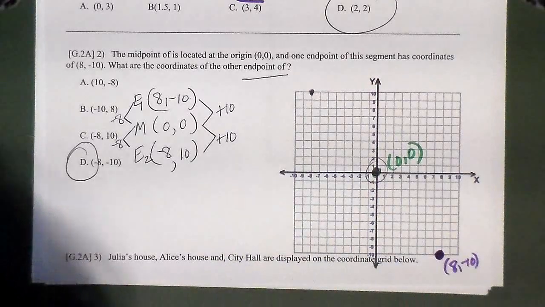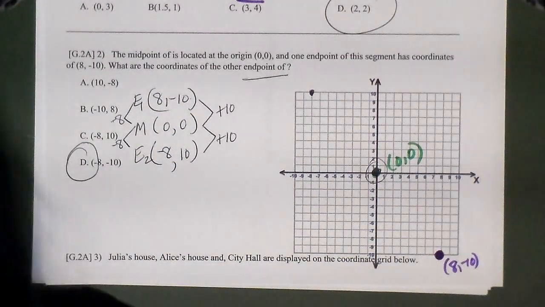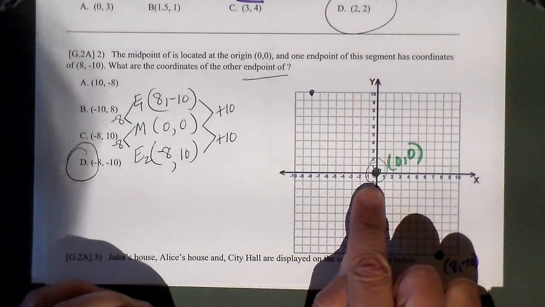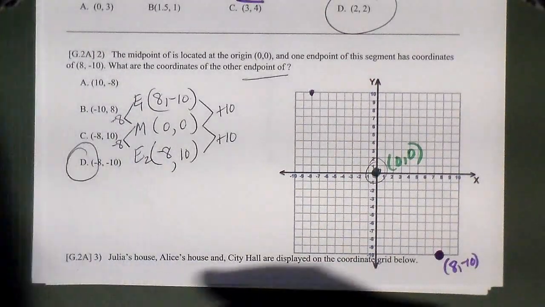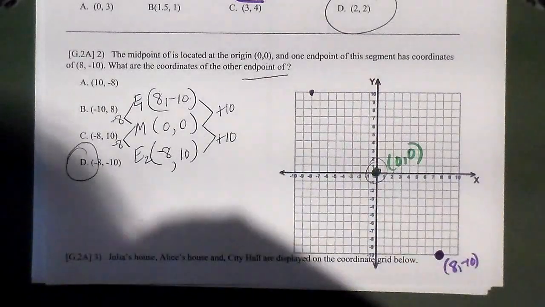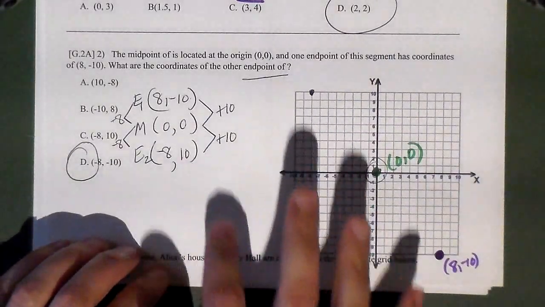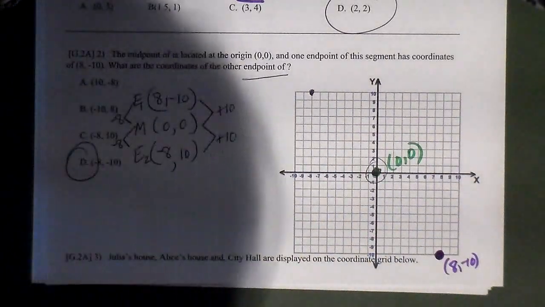And a lot of you just counted. Remember, this is not always going to work. You're not always going to have a midpoint right in the center at 0, 0 and make it all nice and neat. And you're not always going to have integers. You're going to have decimals and fractions and all kinds of ugly things. So we need to know how to do it algebraically.